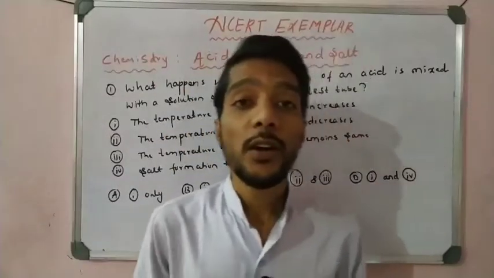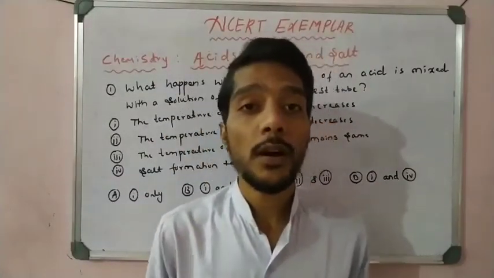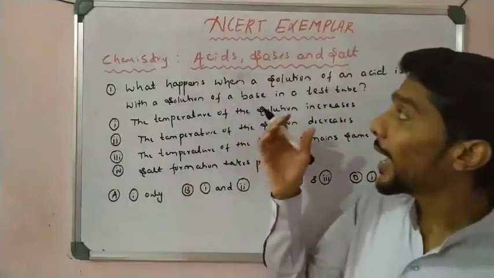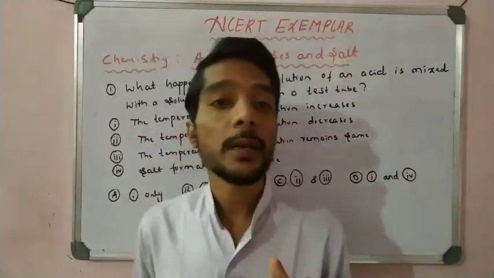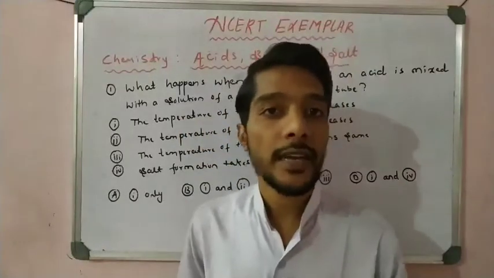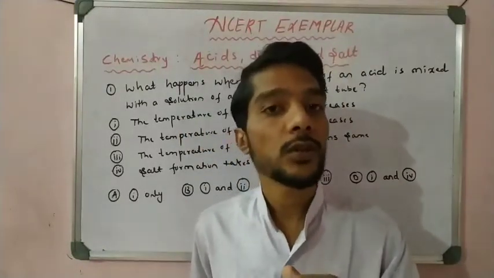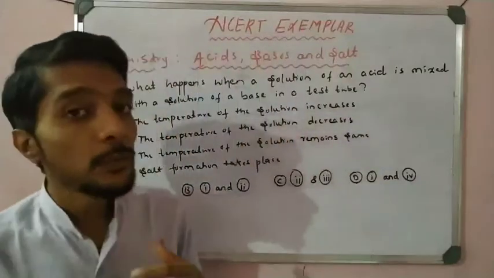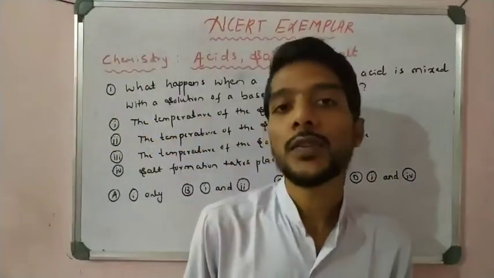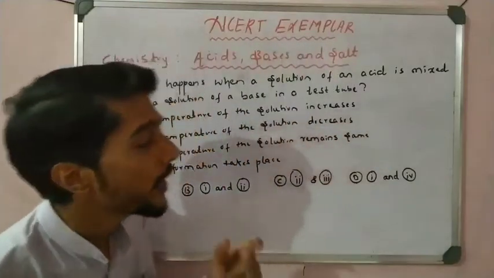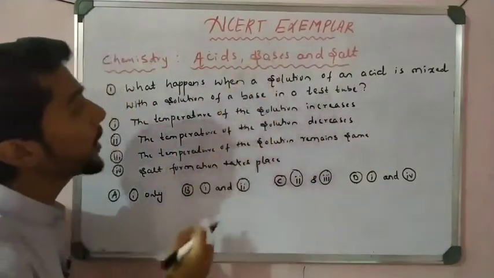Hi students, in this video we take the new chapter of class 10 science chemistry, that is acids, bases and salts. In this video we solve only the MCQs which are based on acids and bases. I am not taking MCQs based on salts here. These MCQs are from the NCERT exemplar. Let us start with MCQ number 1 from the NCERT exemplar.